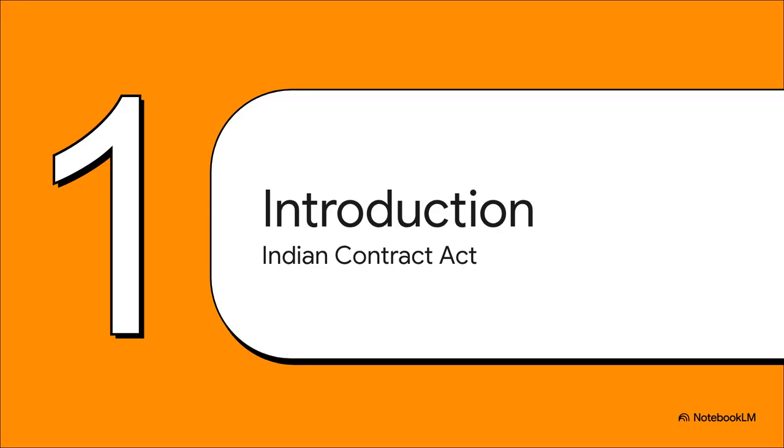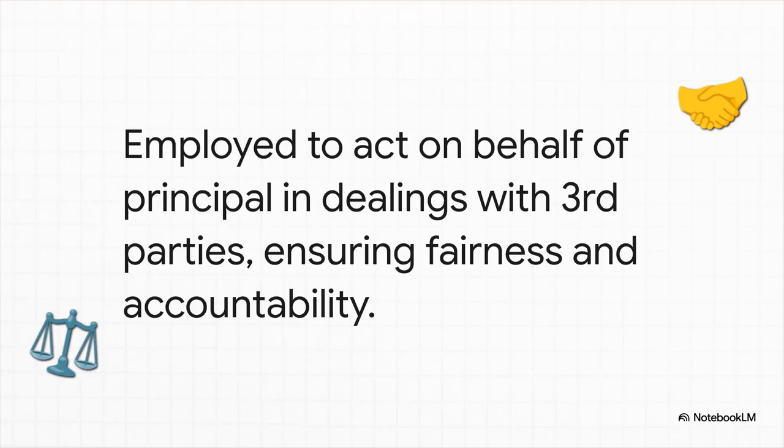Section 1. Introduction to the Indian Contract Act 1872. Let's deliberately transition into the statutory background of this legal relationship. An agent is a person employed to act on behalf of the principal in dealings with third parties, ensuring fairness, accountability, and smooth functioning. Now let's rigidly dissect this definition.